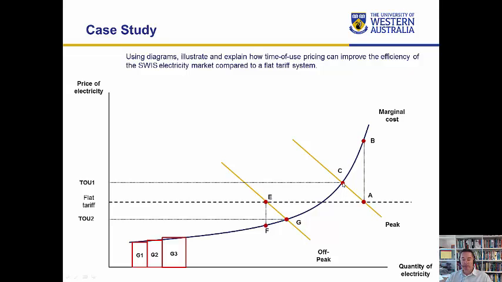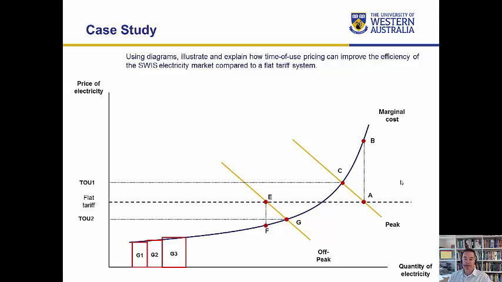But the marginal benefit of those units only equals the points along the demand curve between C and A. So it seems crazy that we're actually pushing demand out to point A and producing units of electricity which cost a lot more than the true marginal benefit of those units of electricity. So really that's the answer to this case study.